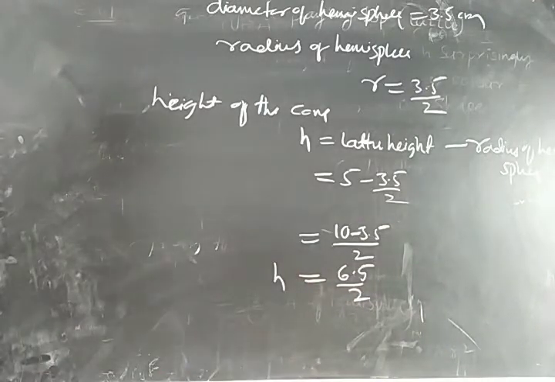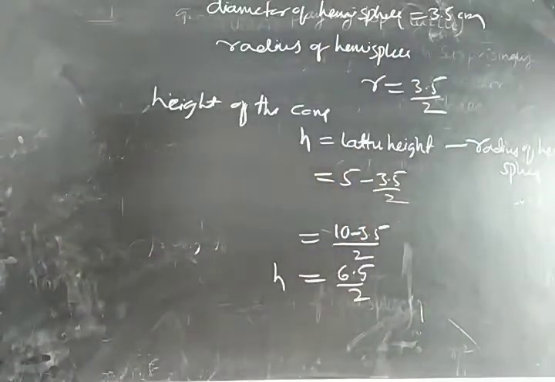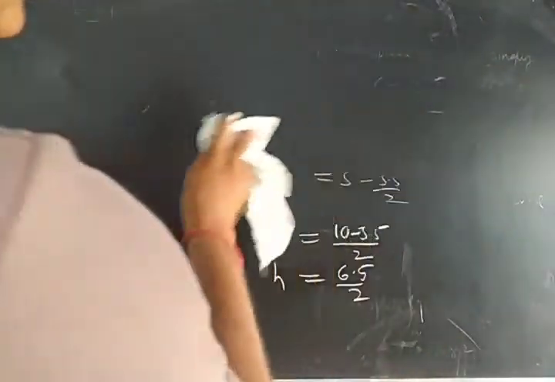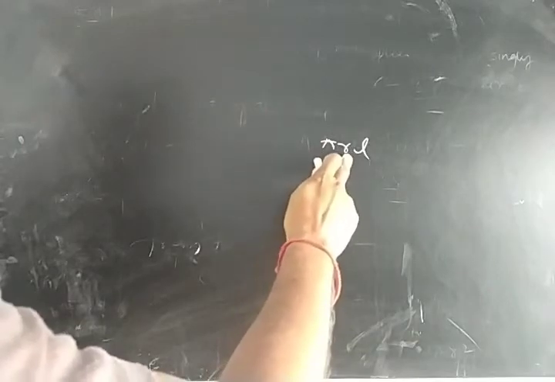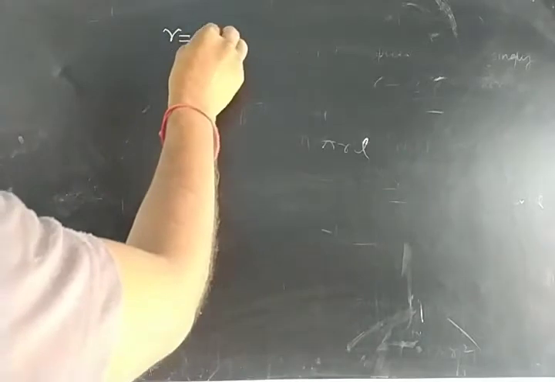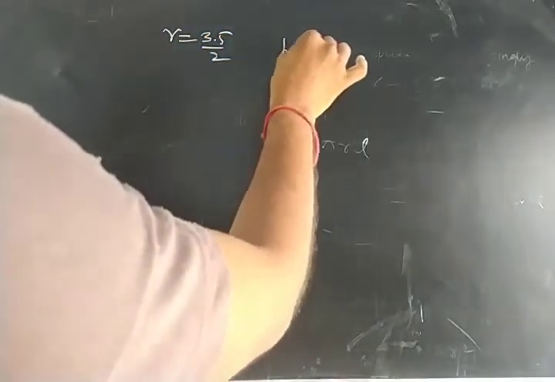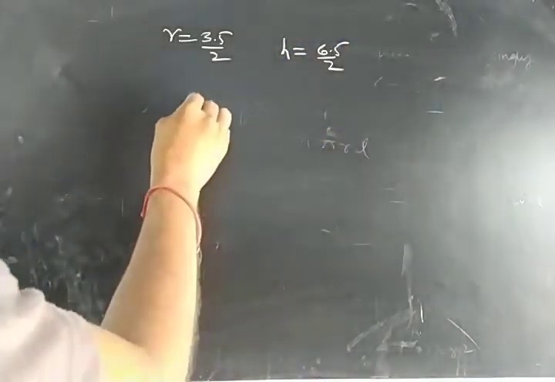Now I got the height of the cone and I have the radius of the hemisphere, or radius of the top of the cone, right? Now I am going to find the LSA of the cone. What is the LSA of the cone? LSA of the cone is pi r L. So we have pi is 22 by 7, r already we have, L we don't know. We have r as 3.5 by 2, right? And what is the height? Height is what we got, 6.5 by 2. Now I am going to find L.